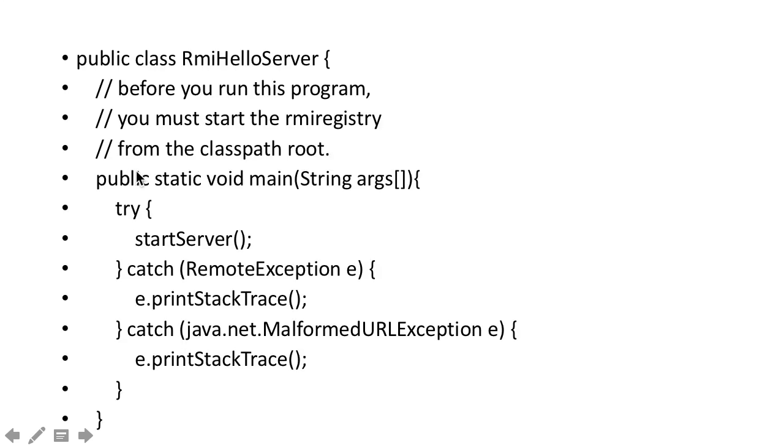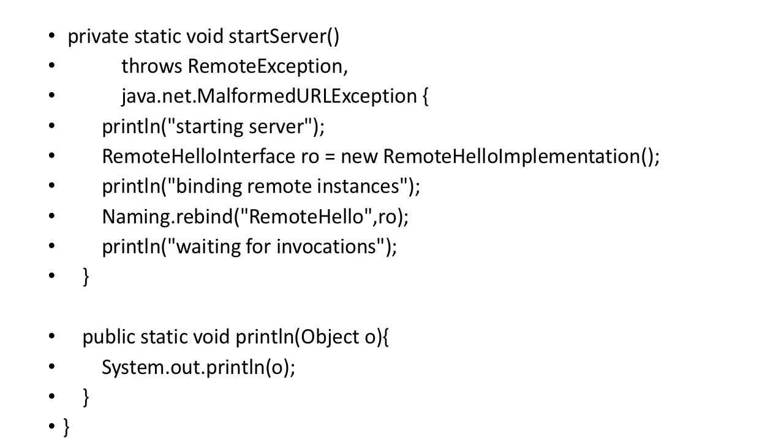So then the server has to have a start method, and in order to start the server, what you're going to end up doing is making a new instance of the remote hello implementation, binding that instance to the registry using a remote hello string, which will be known to the client, and then it will just sit there waiting for invocations using a TCP/IP port 1099. That's the common RMI port.